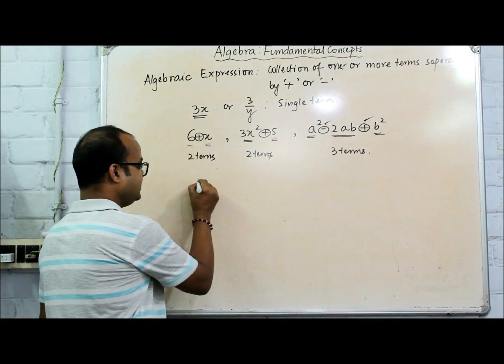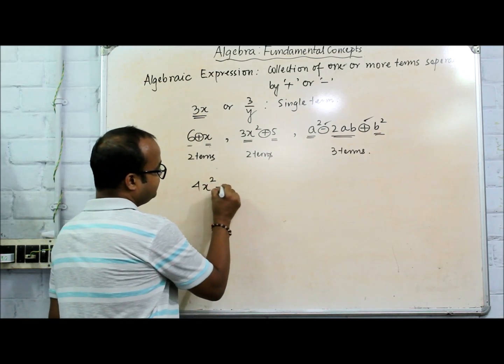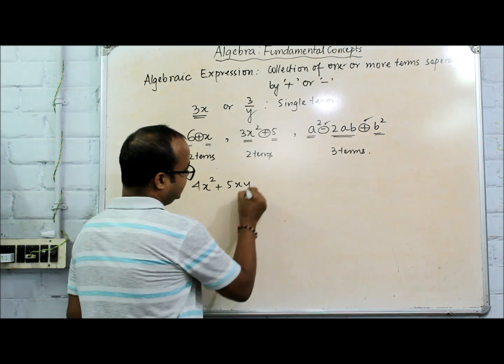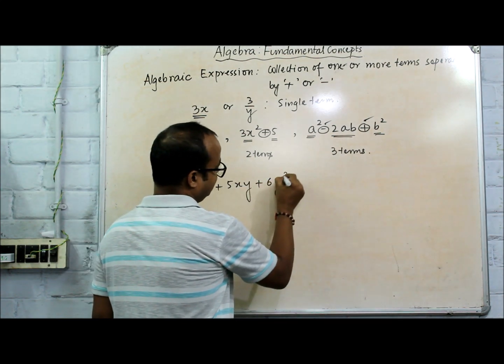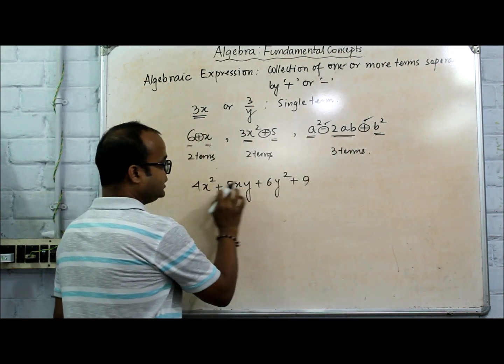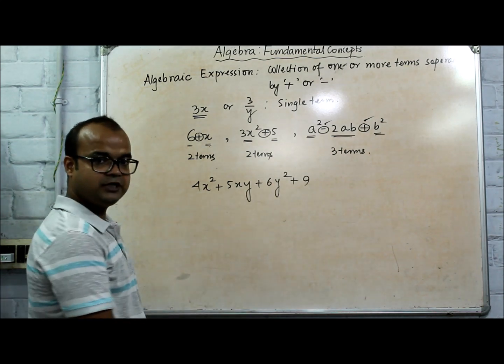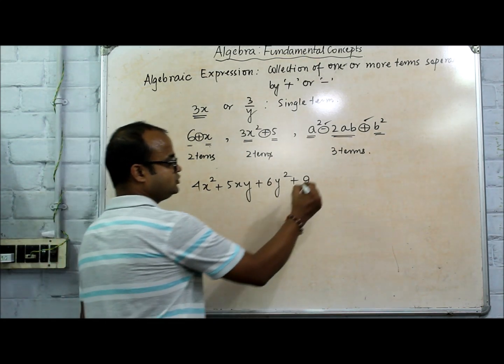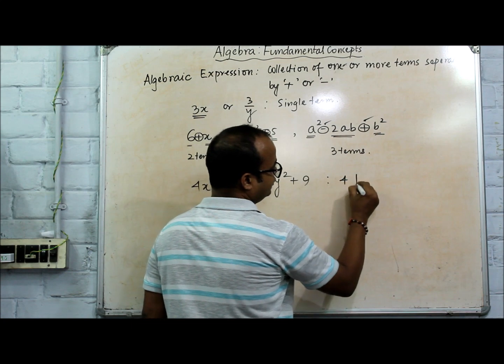Suppose I say 4x square plus 5xy plus 6y square plus 9. 1, 2, 3. 3 plus signs. So total number of terms is 4 terms.